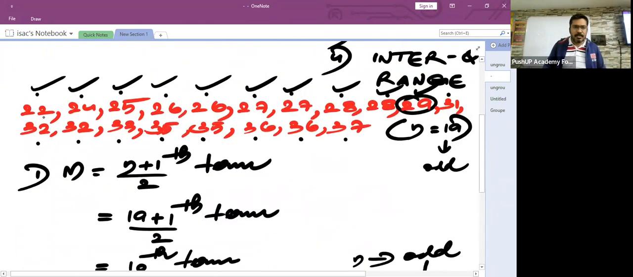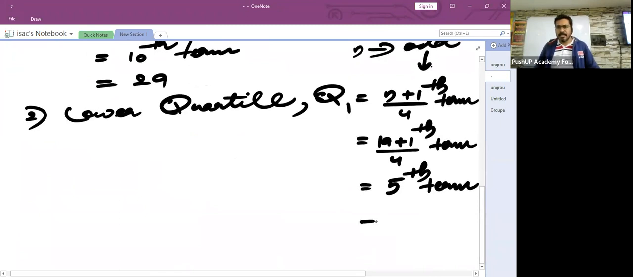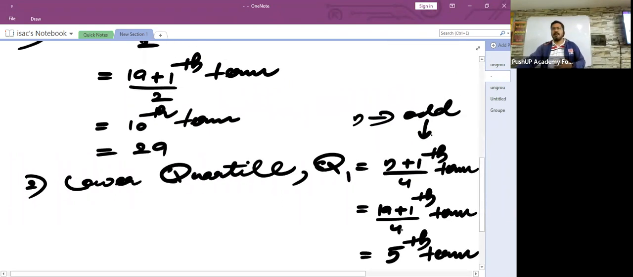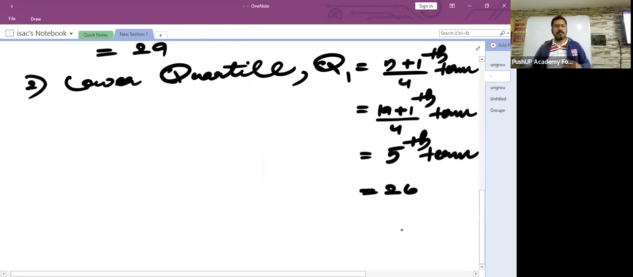So let's find out which is the fifth term. 1, 2, 3, 4, 5. Are we all getting 26? Somebody said 27 here. Who is it? Shazia? Janice? 26 is the answer, right? Okay. Lower quartile is what? N plus 1 by 4th term.